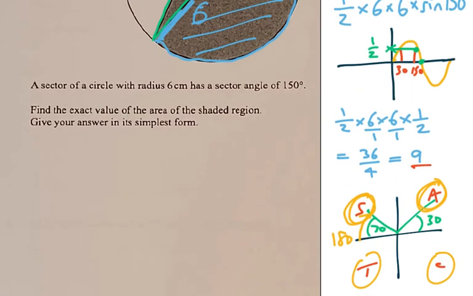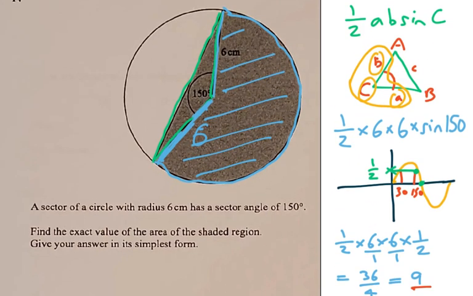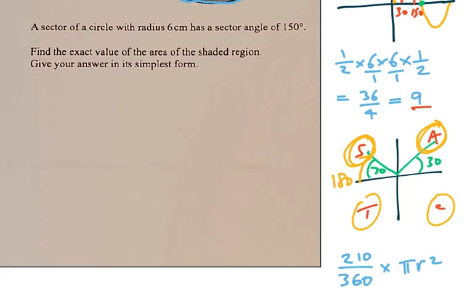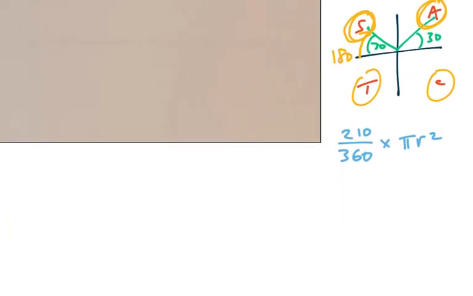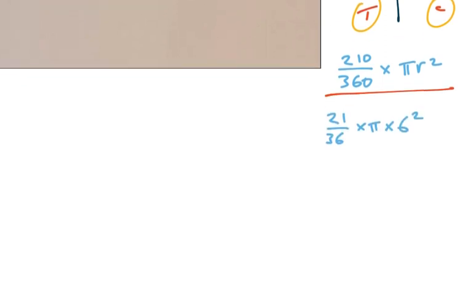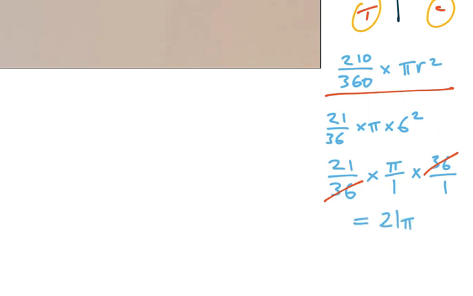And working out the area of the sector is a little bit easier. If I'm working out this, I'd need that angle. They would add up to 360 degrees, a circle. So the angle in the sector we want is 210. And then we're just multiplying by pi r squared, with a radius of 6. Change everything to fractions, so it's easy to cancel down. 36 cancels out with that 36. So you're left with 21 pi.